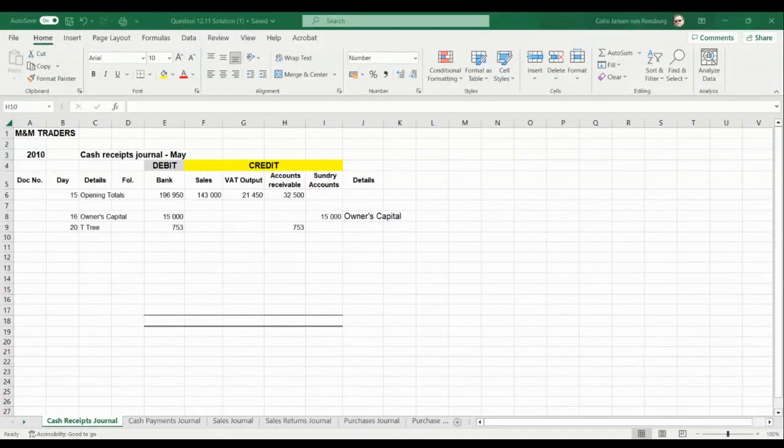That was the EFT. So now we're at number 5. They say paid the account of Fred Traders, so that is obviously a supplier of ours, paid the account of Fred Traders of 1,900 rand by EFT. Okay, so now our first decision is which of those journals are we going to record it in?